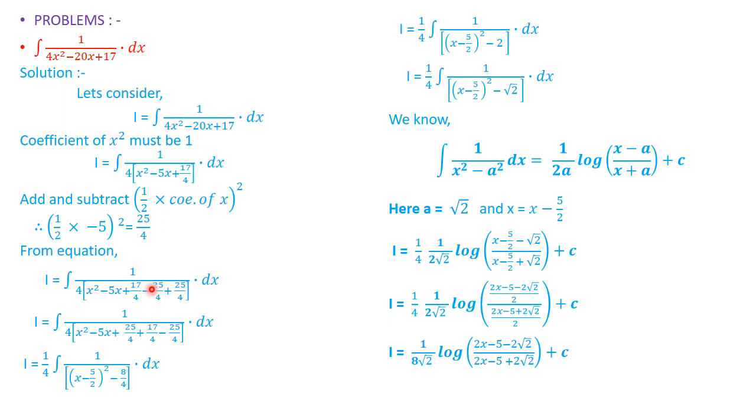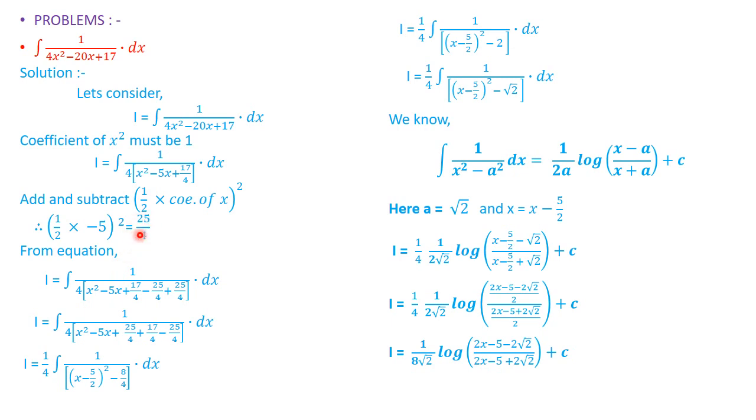Now how can we add? There is one formula. Third term is equal to half into coefficient of x, bracket square. So half the coefficient of x is minus 5, bracket square. Squaring it, minus 5 by 2 whole square is 25 upon 4. From the equation we get I is equal to integration of 1 by, here this 4 as it is, x square and minus 5x as it is.